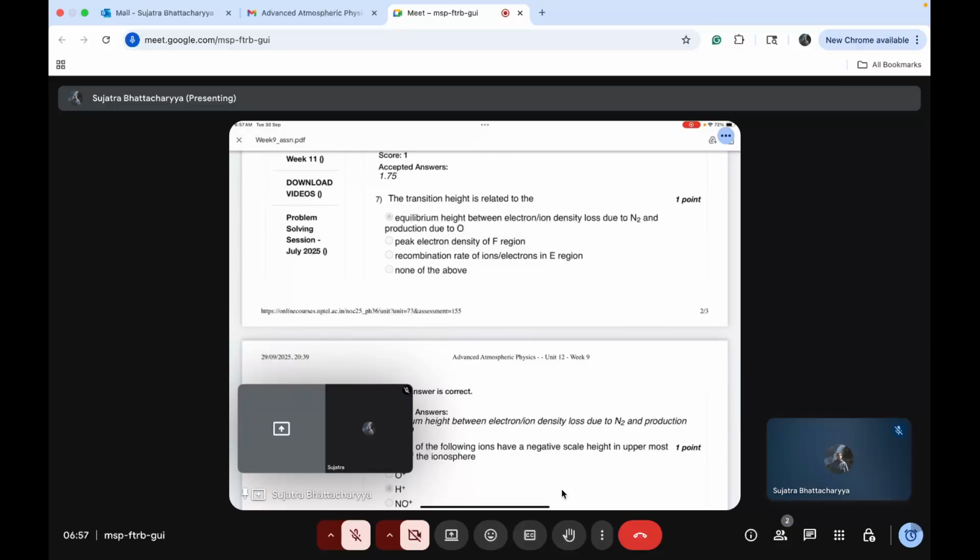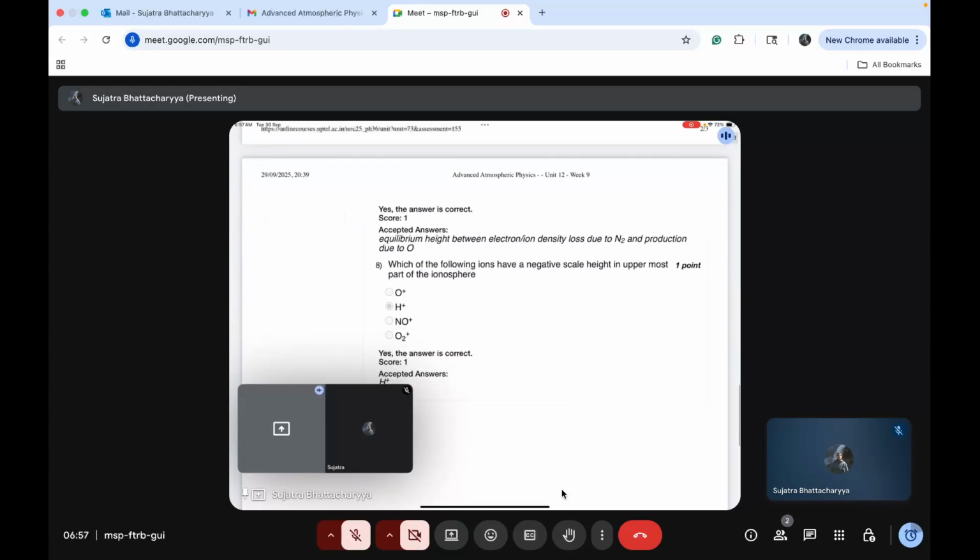Next, it is just the definition. What is the transition height related to? We have seen that the transition height is an equilibrium height between two processes. It is the equilibrium height of the electron or ion density loss due to N2, that is our beta of H, whatever we have calculated in the earlier expressions, and the production due to the oxygen. So this is the correct option. It's the equilibrium height.